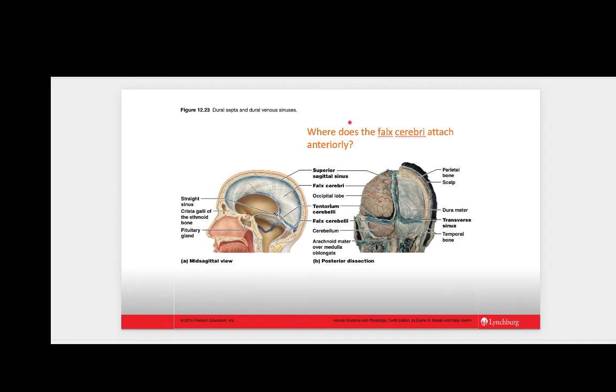Let's go back to this. So here, where does the falx cerebri attach anteriorly? Well, it's going to attach anteriorly to the crista galli of the ethmoid bone. It's that ridge of bone that we learned about in the skull. And the falx cerebri is going to come along and be anchored to that ridge of bone.